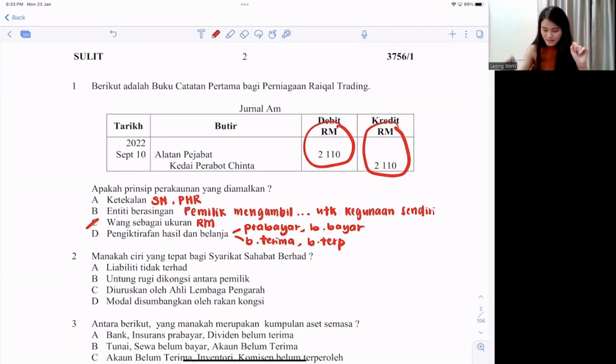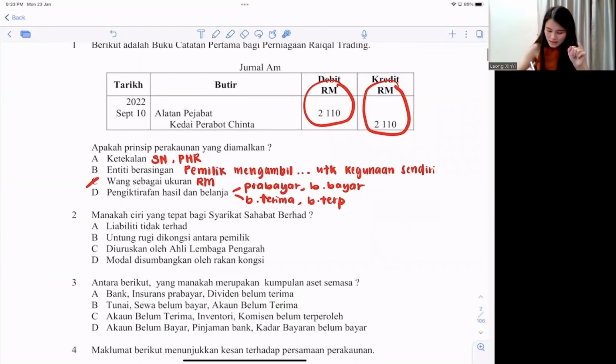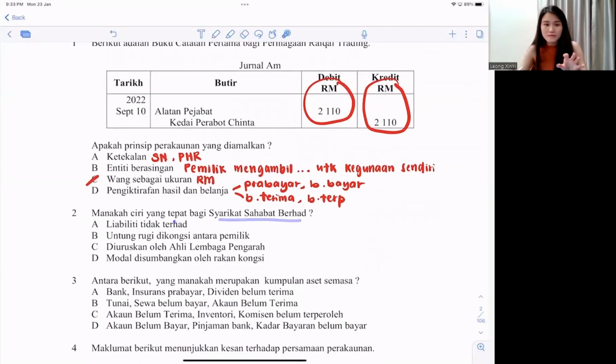That's the first question. Now the second question, manakah ciri yang tepat bagi Syarikat Sahabat Berhad? So it's about syarikat. Okay. Now you don't care whether it's a sendirian or an awam berhad. They would always be liability terhad. That's why it's a berhad, right, guys? You understand? So the berhad means the liability that they will bear is up to the amount they contributed.